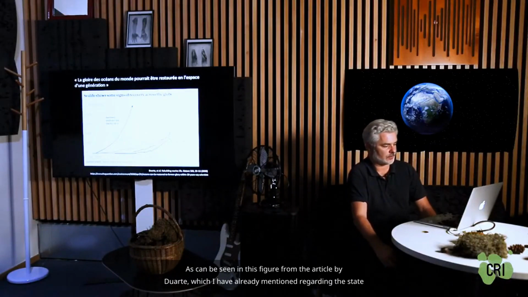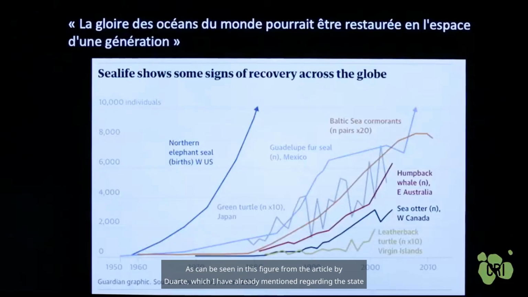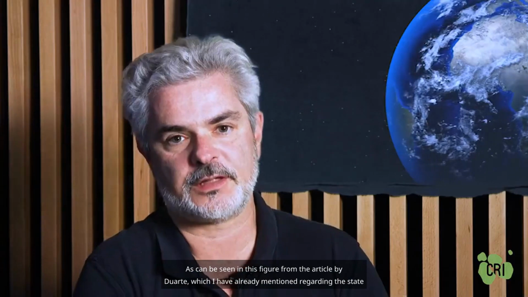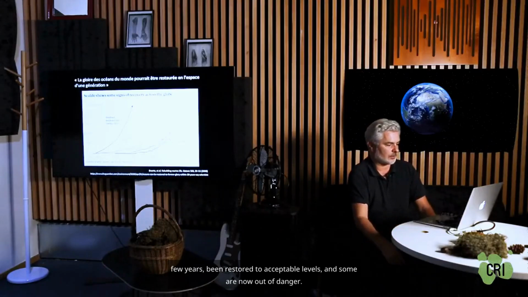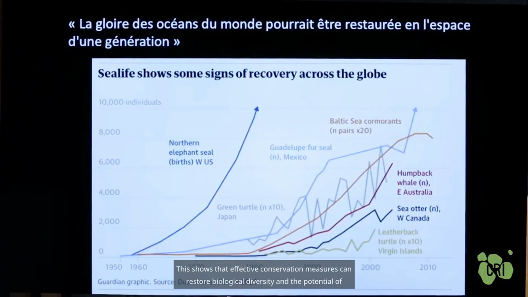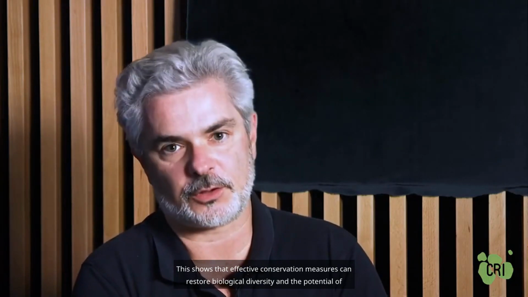As can be seen in this figure from the article by Duarte, which I have already mentioned regarding the state of marine ecosystem biodiversity, several iconic species that were on the brink of extinction have, within a few years, been restored to acceptable levels, and some are now out of danger. This shows that effective conservation measures can restore biological diversity and the potential of ecosystems in a significant way.